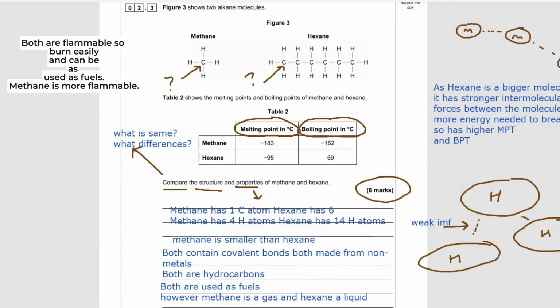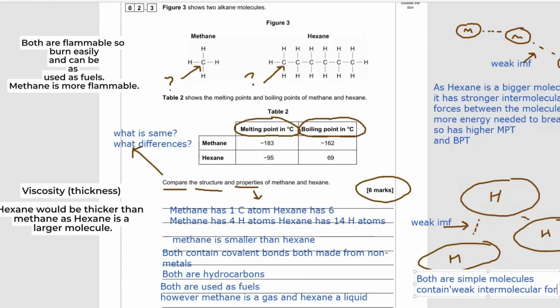Okay, so I'm drawing these little circles with an M. These are supposed to represent methane. You can see they're smaller than the hexane circles. So the methane molecules have weaker intermolecular forces, less energy required to break them, so the lower melting and boiling point. I think we've covered it all. We've covered volatility. We could say, you could use the word volatile.